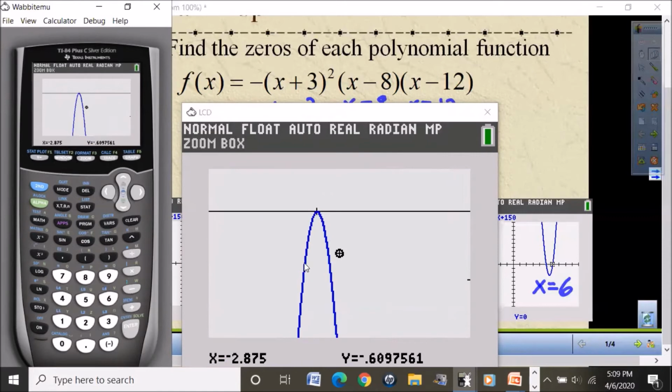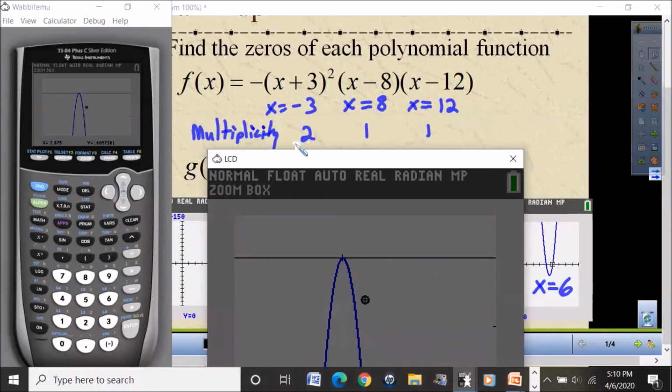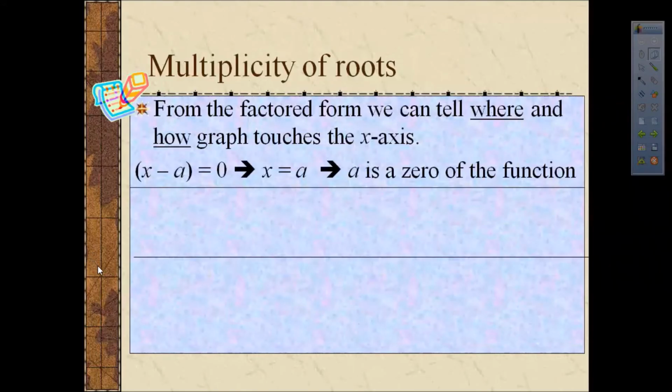Instead of the graph crossing through the x-axis, this graph comes up here and touches the x-axis in exactly one point and then continues back down. And you may notice that the only difference between the factor that gives us x equals negative 3 and the factors that give us x equals 8 and x equals 12 is this power of x plus 3. The fact that x equals negative 3 has multiplicity 2 and the others have multiplicity 1. And here's the concept that illustrates.